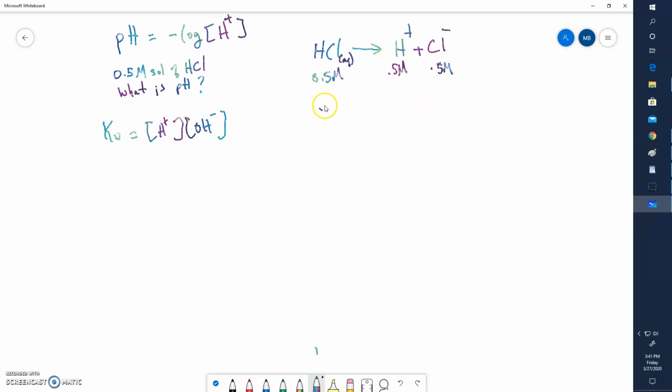Now, to get my pH, all I've got to do is take this concentration and take the negative log of it. So it's the negative log of 0.5 molarity. If you have the handy TI-30XA, you type in 0.5 and hit log. It's going to spit out a number of, I think, minus 0.3. You just negate it. So your pH will be 0.3. Pretty low on the scale, very acidic, as you would expect for a strong acid.